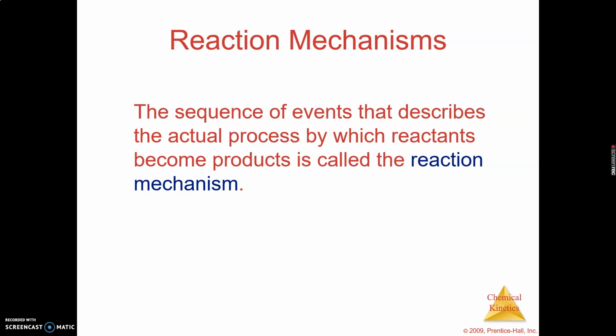Don't think that every single reaction occurs in one step. So there's reactions that occur so quickly they could occur in one step, or we think they occur in one step, but in reality, a lot of our reactions occur in multiple steps. And so the reaction mechanism is simply the series of reactions that show the different steps the reaction goes through.